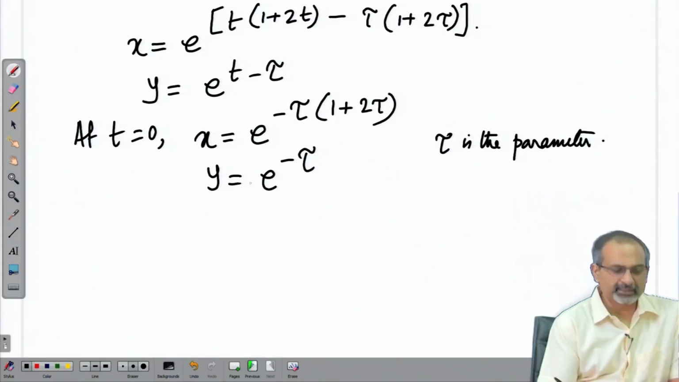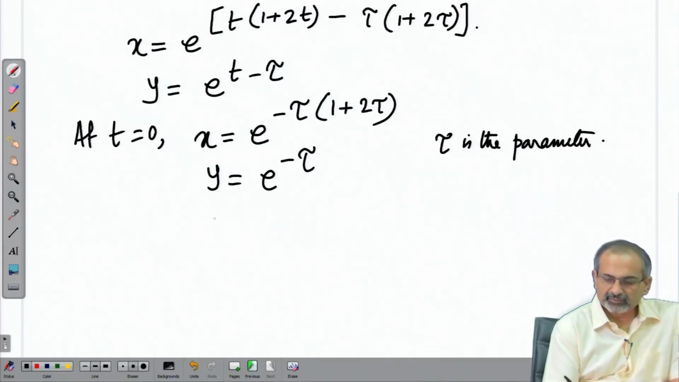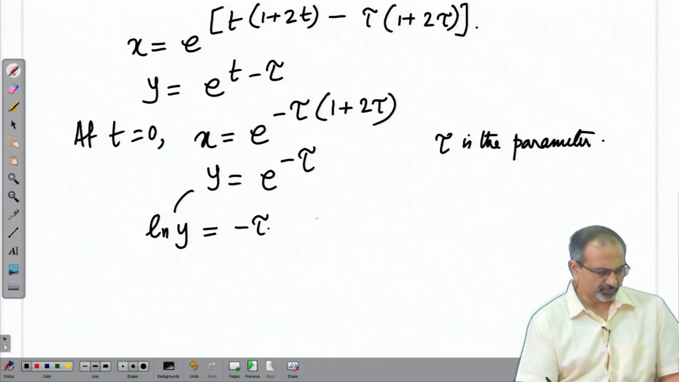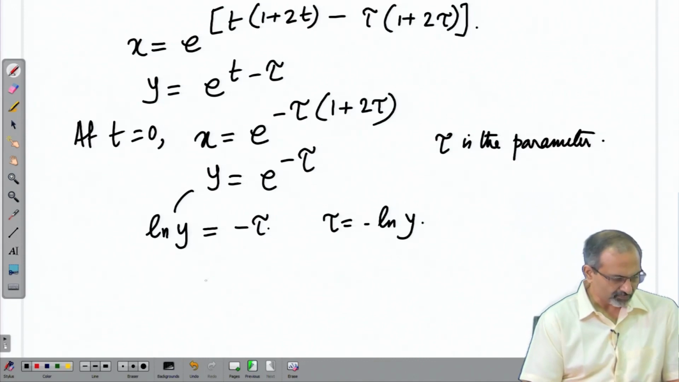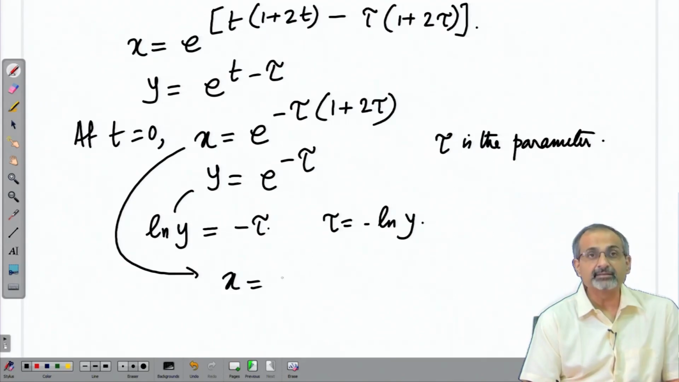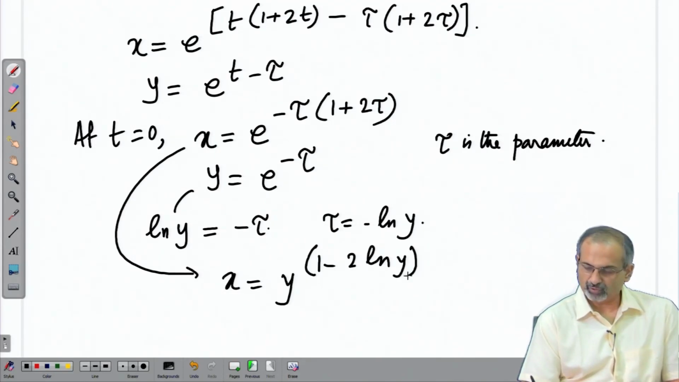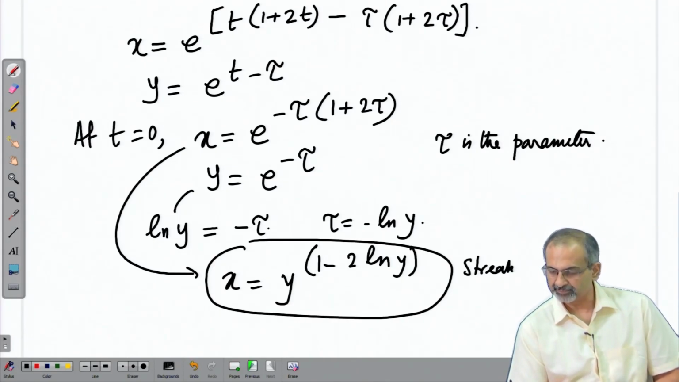Again, we have to eliminate it to get it purely in the form of x and y. So, what can we do? If we take a natural log of this equation, you get natural log y is equal to minus tau. So, tau is equal to minus ln y. If you plug this into the x equation, what do you get? You get x is equal to y to the power of 1 minus 2 log y. This effectively will be the streak line equation.